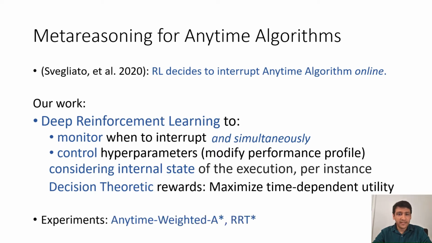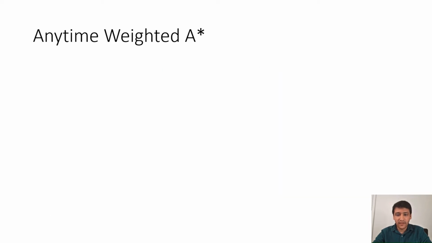In this work, we experiment with two common anytime algorithms, a general purpose search algorithm anytime weighted A star and a motion planning algorithm RRT star. We will now go through each one of them one by one.